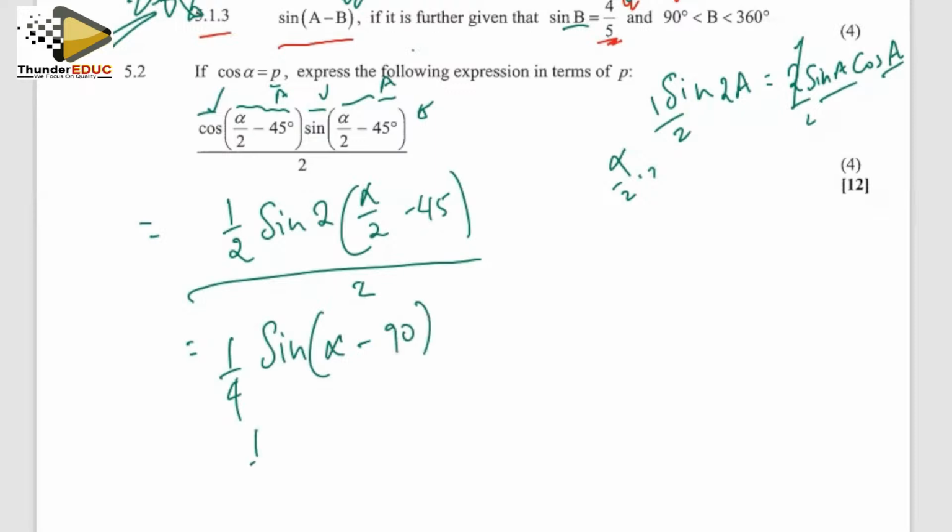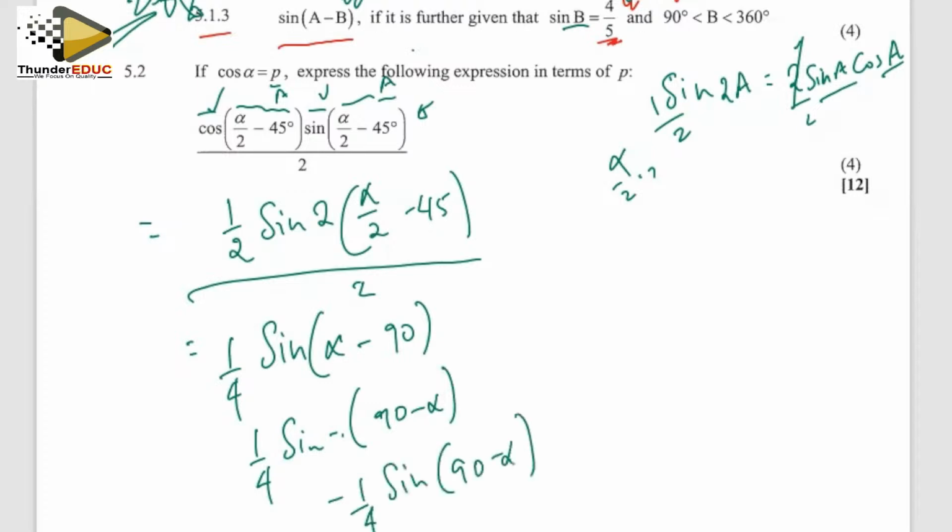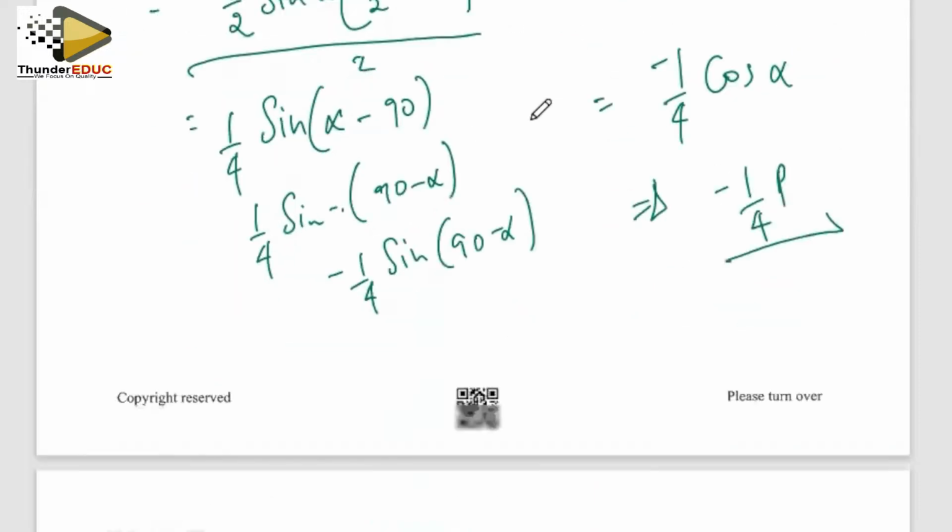Let's factor out the negative sign. So sine negative, that's going to be 90 minus alpha. Take the negative that side. We shall have the sine of 90 minus alpha. So from our reduction, we know that sine of 90 minus alpha will give us cos of alpha. So this is going to be negative a quarter cos of alpha. But the cos of alpha is P, which means our final answer should be negative a quarter P. So that is question number 5.